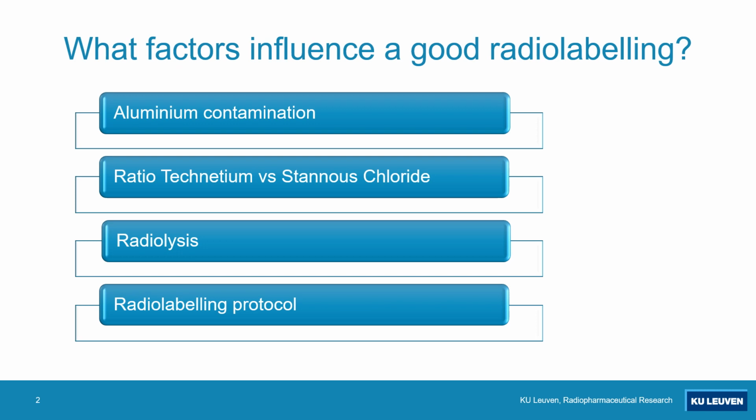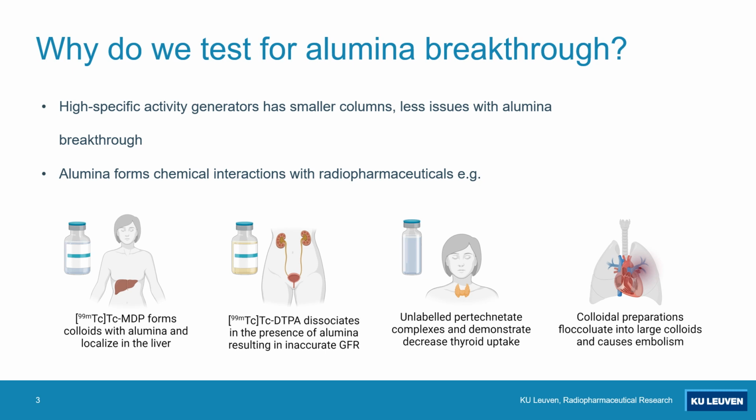So we will discuss the factors that influence radiolabeling, which include aluminum contamination, the ratio of the technetium element versus the stannous chloride or reducing agent in your mixture, the effect of radiolysis, and also following your radiolabeling protocol wisely. So, first one is alumina breakthrough.